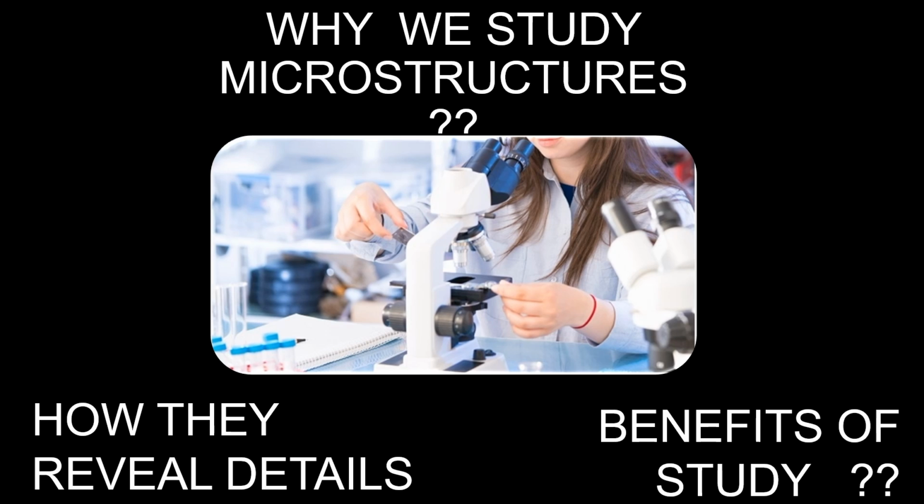The microstructure of a material can reveal plenty of important details about the physical and chemical properties of a material because it strongly influences properties such as strength, toughness, ductility, hardness, and wear resistance. So how does it work? How do these microstructures reveal those important properties?